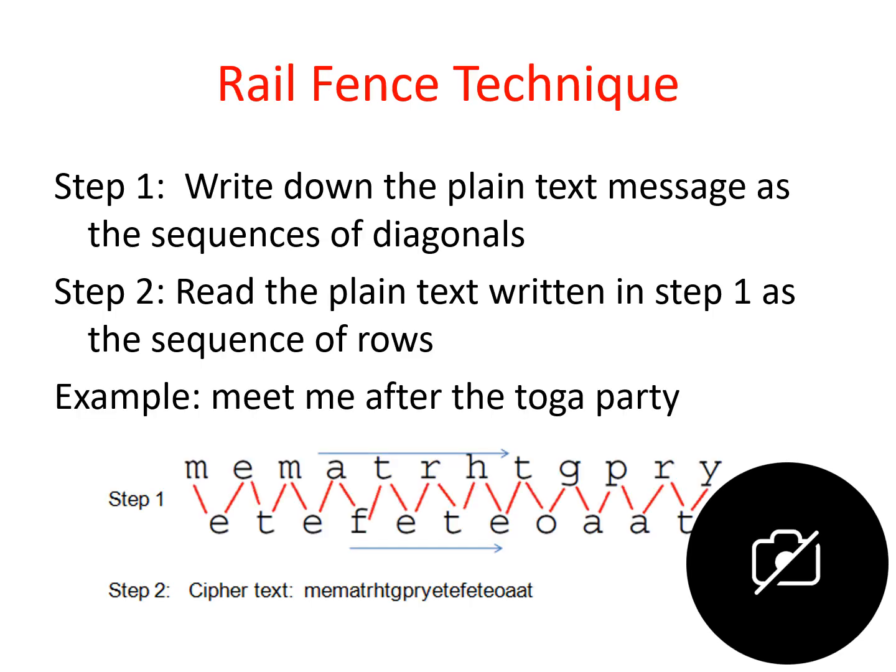In the rail fence technique, we write the plaintext message as a sequence of diagonals and read it row by row. For example, meet me after the Toga party. We first write it diagonal-wise, and then we read it row-wise. We can get the ciphertext.